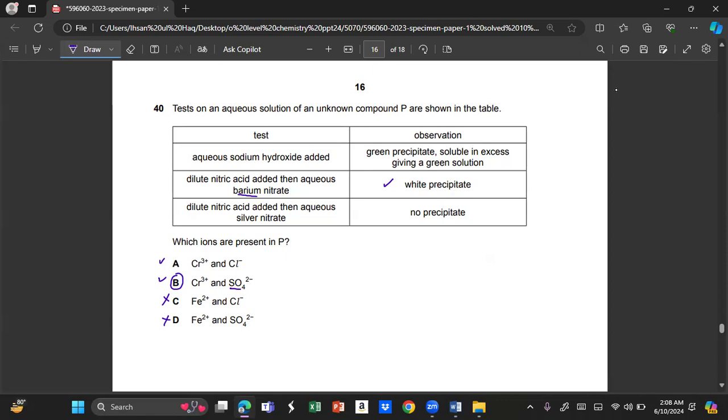Dilute nitric acid added, then aqueous silver nitrate. Whenever silver nitrate is added, if we have Cl, it will be AgCl, a white precipitate. But he is not saying like this. He is saying no precipitate. There will not be a precipitate in this. The only option which is correct is B.